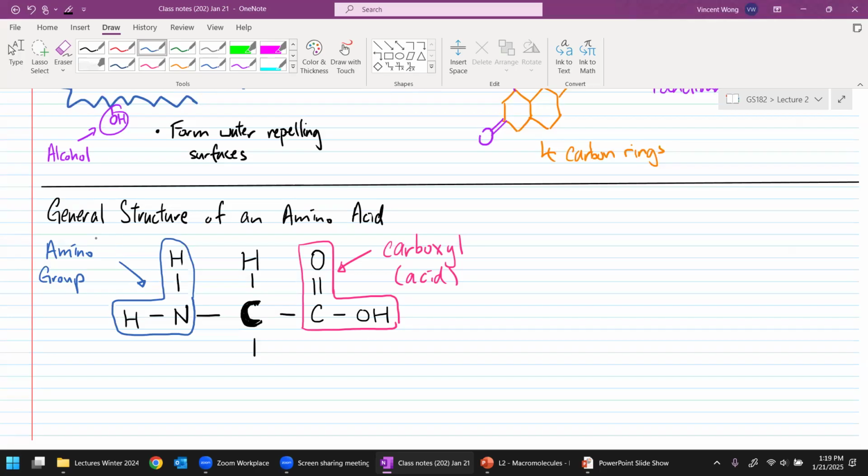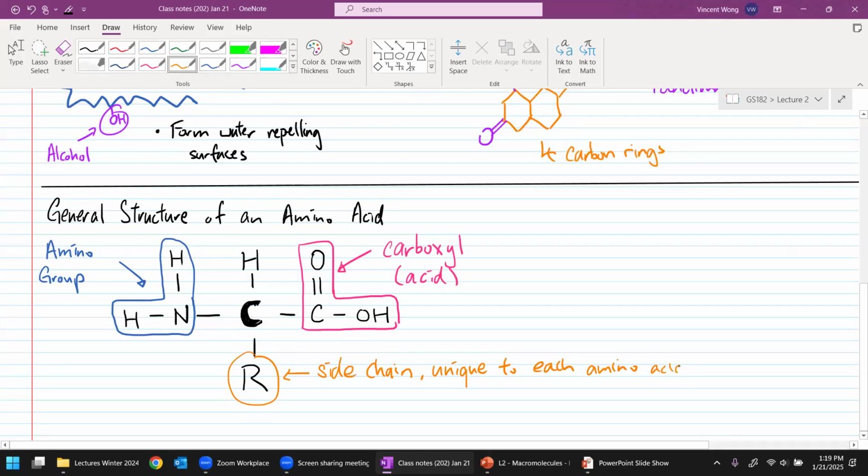What separates one amino acid from another is going to be the 4th connecting thing, okay? And we put R here as a general symbol, and this is called the side chain. And the side chain is unique to each amino acid. Okay, I'll show you what I mean when you finish copying.